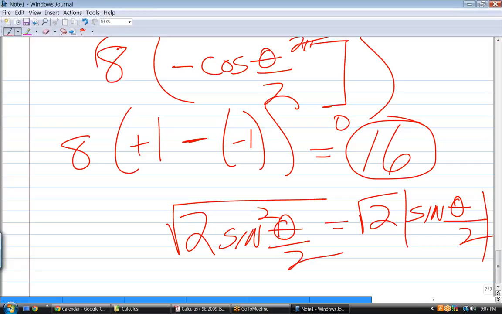Because the sine of theta over 2 is always positive when theta is between 0 and 2 pi. Oh, I see. In other words, sine is positive in the first and second quadrant. And so as long as theta is going from 0 to 2 pi, the sine of theta over 2 is always positive. It's always in the first or second quadrant. So we can ignore the absolute value. We can leave that out knowing that it's always positive.